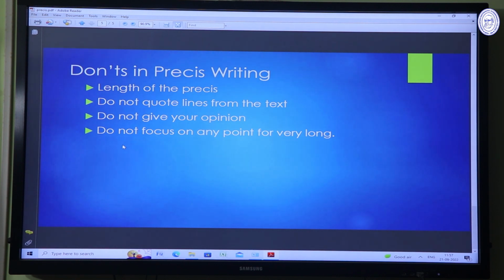Next point, very important point, please don't give your personal opinion. You may support the issue, you may have a different take on the issue, but that is not the place to voice your opinion, right? And last but not the least, the conscious effort to stay within the word limit, because whether you write a good Precis or not, that will be decided on the fact whether you have exceeded the word limit or you manage to stay within the word limit.